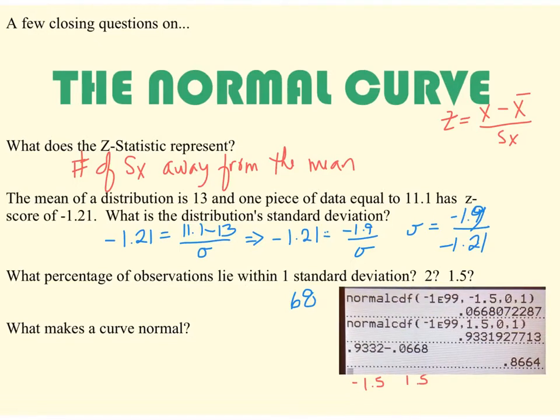Okay? Finally, what is it that makes a curve normal? Well, it's those same old percentages, 68, 95, 99.7, sometimes called the empirical rule.